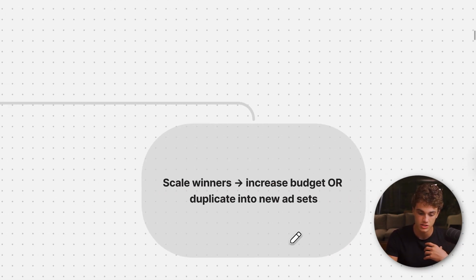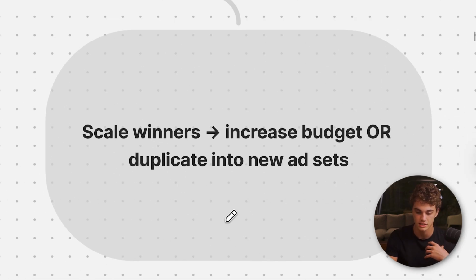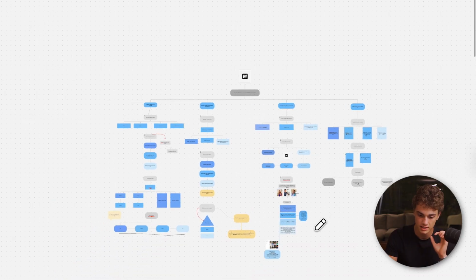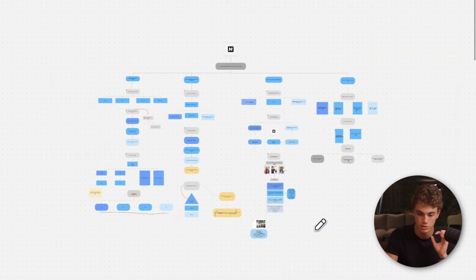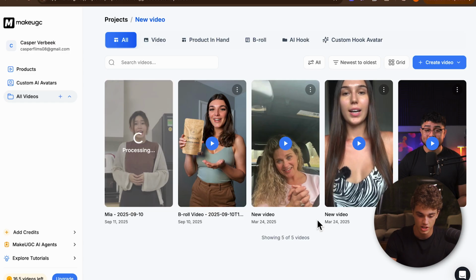And then lastly, just scale the winners: increase the budget or duplicate into new ad sets. You can take what is already working, for example the script or the person, and make fine adjustments to get it literally perfect. With that being said, that's basically the full simple blueprint you're going to get if you're trying to make an ad campaign from the very start to the very end. Very simple, very easy. Now let's go ahead and check the AI video.